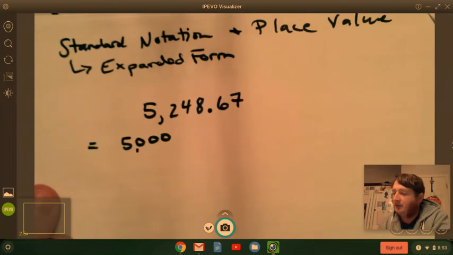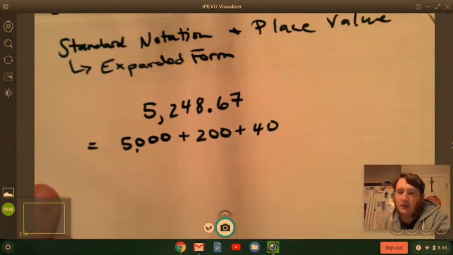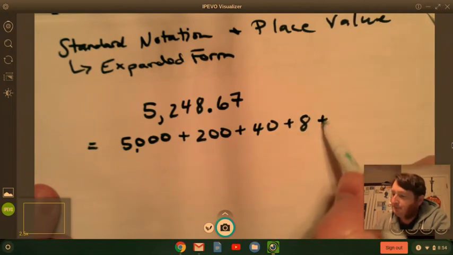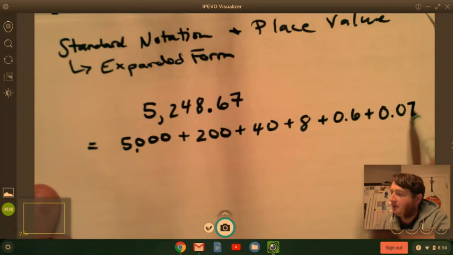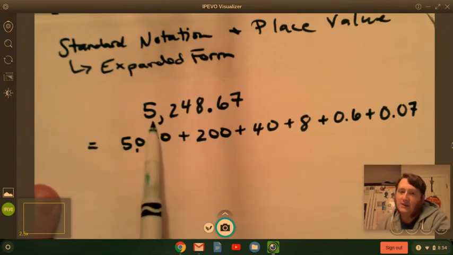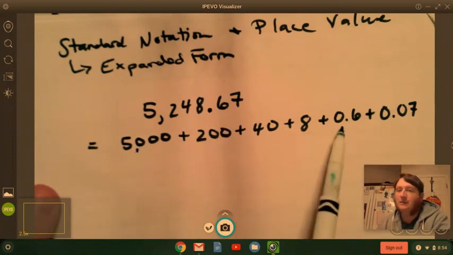Well, it means 5,000 plus 200 plus 40 plus 8 plus 0.6 plus 0.07. And so that's called expanded form because obviously it takes up so much more space. And it's thinking about the number from a place value perspective. The thousands place is 5. The tenths place is 6.